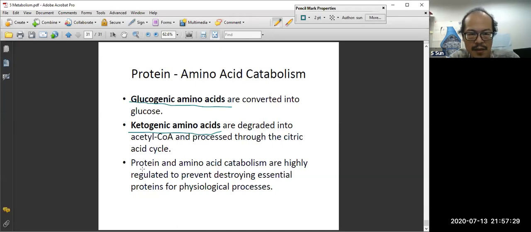But protein and amino acid catabolism, breaking apart, is highly regulated because they are essential, like bricks in our body. So we don't usually burn them. All right. Okay, so that's it.